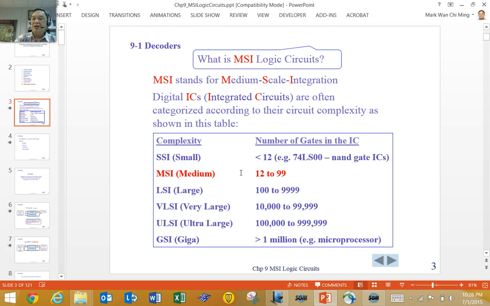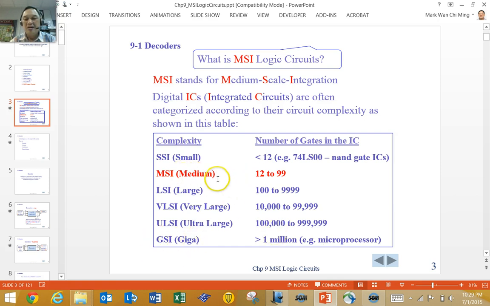For example, this is what we are looking at: encoder, decoder, multiplexer, demultiplexer. All of these are considered in this category. We also have ICs with more logic gates inside, LSI, VLSI, ULSI, GSI, with more than a million logic gates inside. We are talking about one IC with more than a million logic gates inside. That is a very complicated circuit, right? So maybe we have a microprocessor, we have a CPU, and so on.